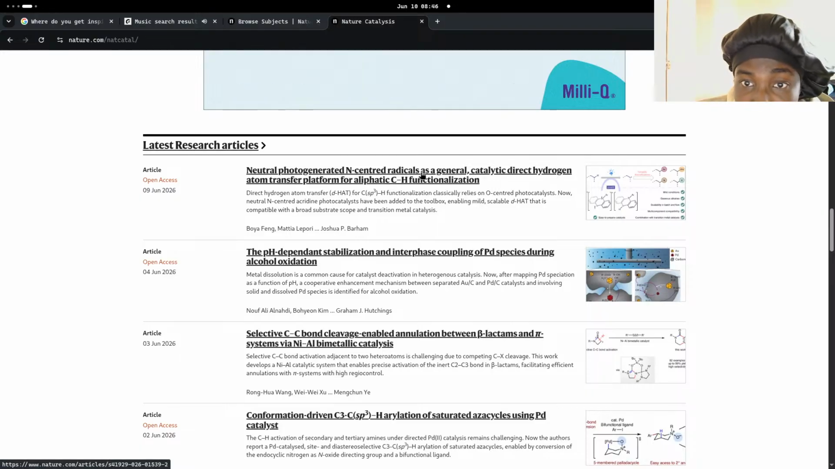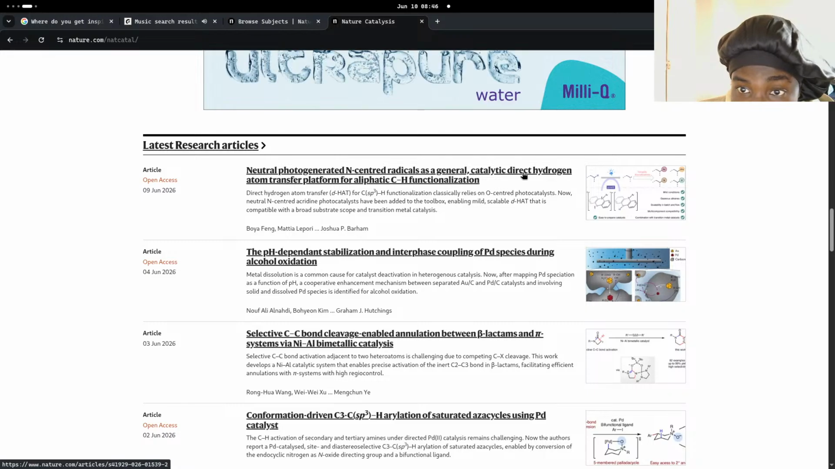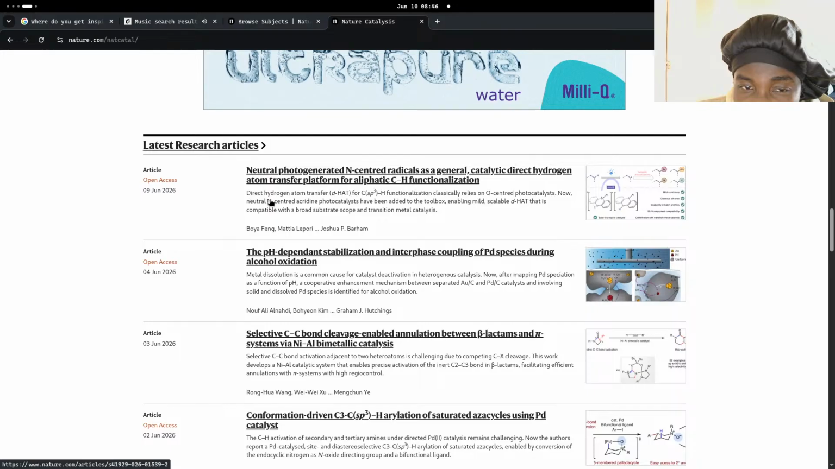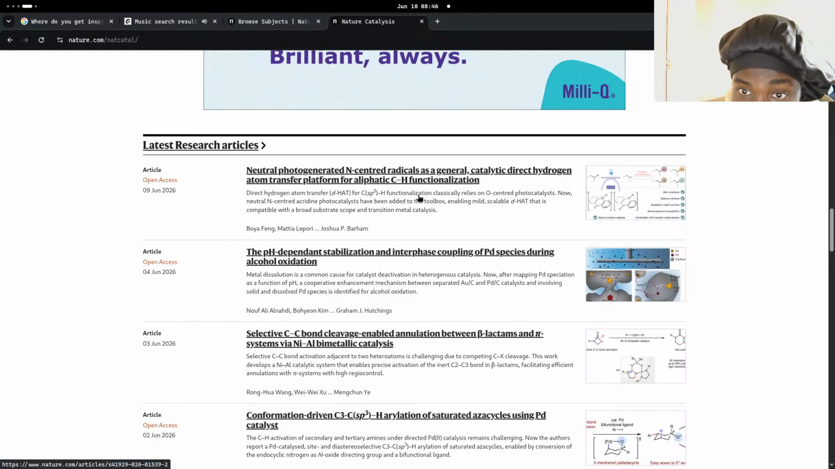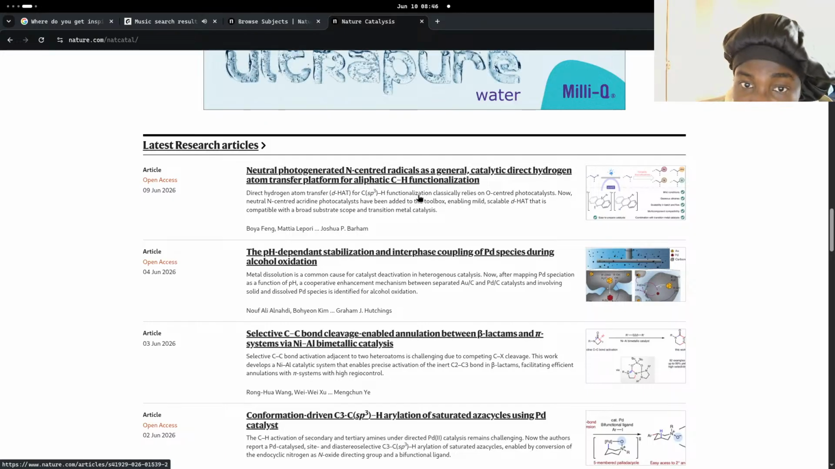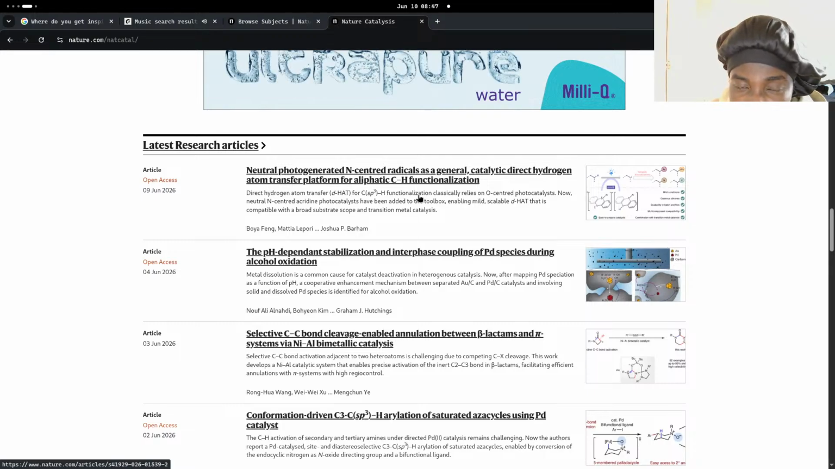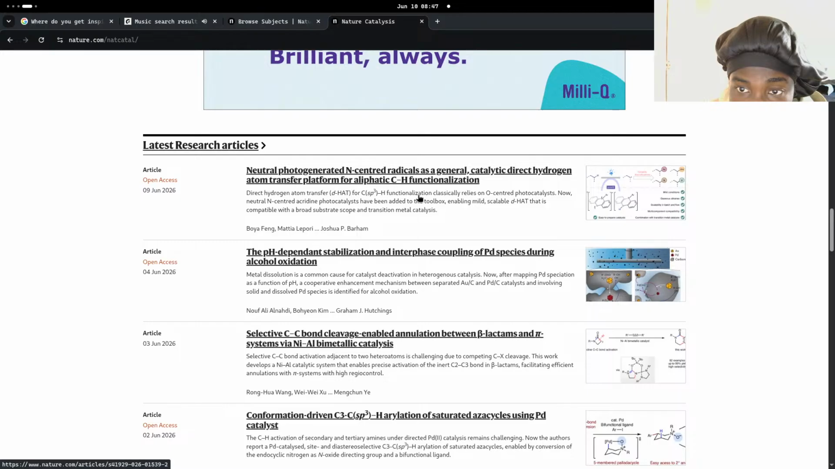Neutral photo-generated N-centered radicals as a general catalytic direct hydrogen atom transfer platform for aliphatic C-H functionalization. So direct hydrogen atom transfer, DHAT, for sp3 C-H functionalization, which is just simply singly bonded hydrogens, on a carbon that's entirely singly bonded, a saturated carbon. Classically it relies on O-centered photocatalysts.